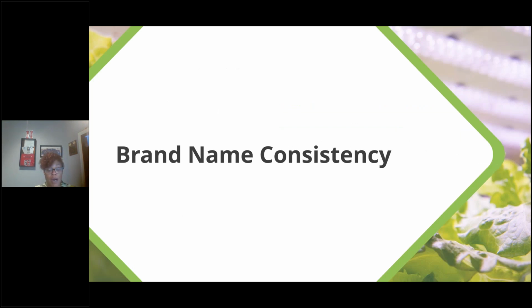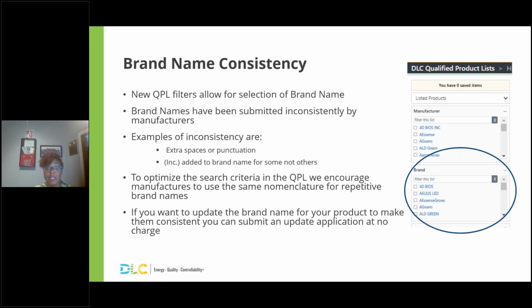Also, we want to talk about some brand name consistency. With our new QPL, you have the ability to sort Hort products based on brand. What we've seen is that brand names have been submitted inconsistently by some manufacturers. Examples are extra spaces or punctuation. You may include Inc. at the end of a brand for some brands and not others, even though they're meant to be the same brand.